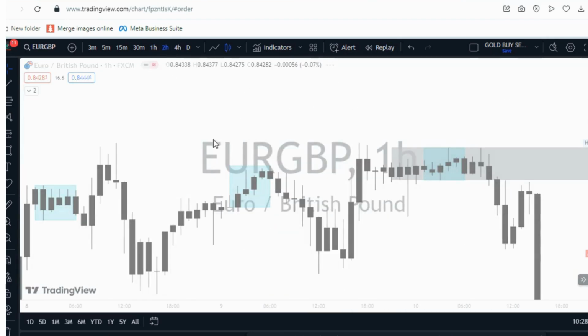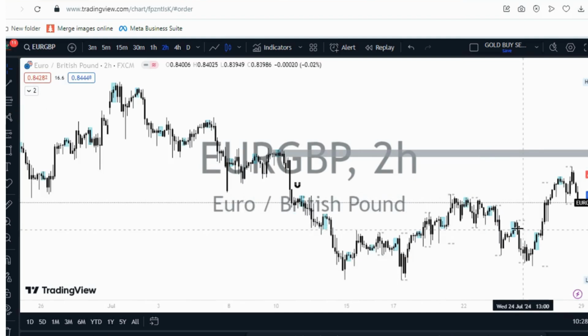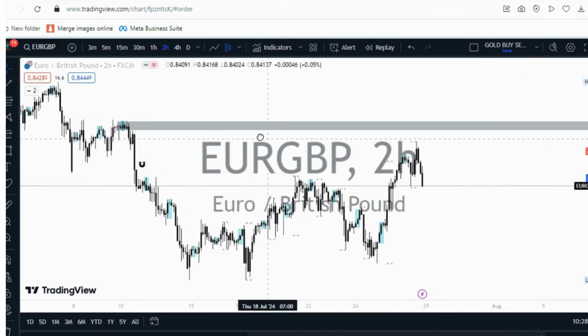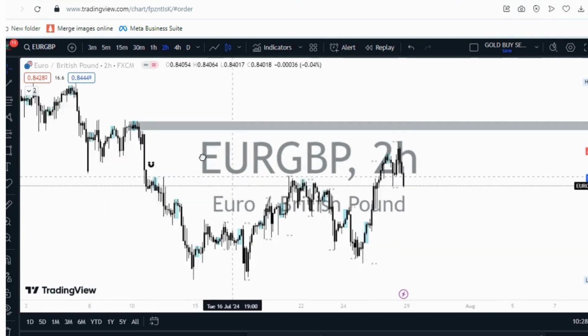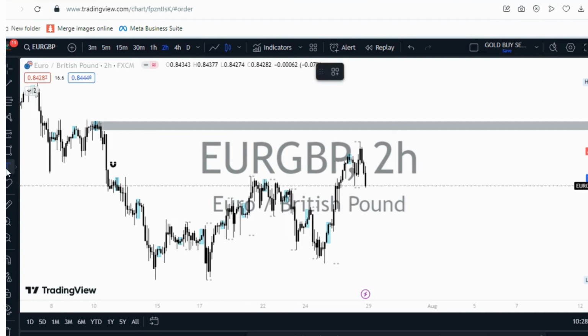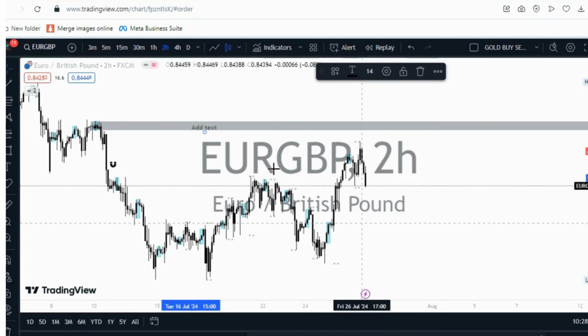We go back to the 2 hour time frame. We zoom out like that. So what do we have? We have a consolidation and a big drop. We have a rally based drop supply zone. Okay, what else do we have? So this is what we call a rally based drop. So we have a rally based drop right here.